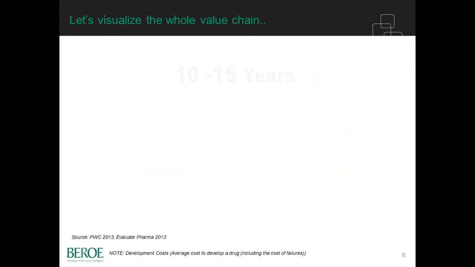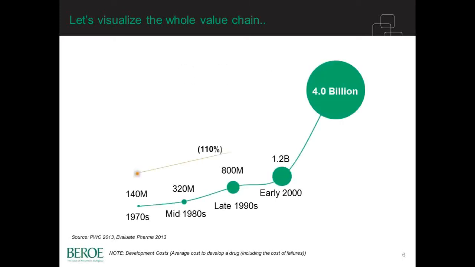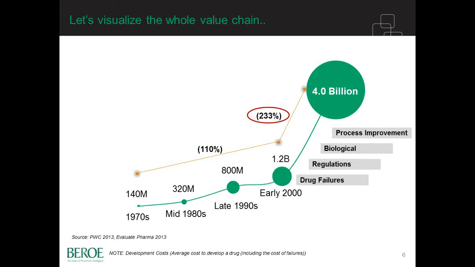So let's visualize the whole value chain of the drug industry. As per the statistics, it takes almost 10 to 15 years to bring a drug to the market out of 5,000 to 10,000 compounds from the pre-discovery stage. And in the context of financials, the drug industry's investment has increased by 233% in the last 12 to 13 years, which is due to the money invested in process improvement, followed by the transition in focus from pharmaceuticals to biological products, and then the changing regulatory landscape over the years.